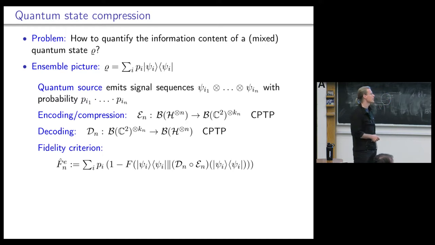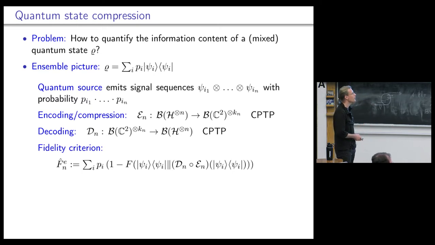And we could choose various fidelity criteria here. It's actually a very interesting problem, which one is the good one. We will use a fidelity-based criterion for the goodness of this scheme. Namely, we look at how large is the fidelity between the original, this should be a sequence, right? So this is for n, these all should be sequences, these i's. For one of the signal sequences and the compressed and decompressed sequence, how large is the fidelity? And we average 1 minus the fidelity. Okay, so this is going to be our error.